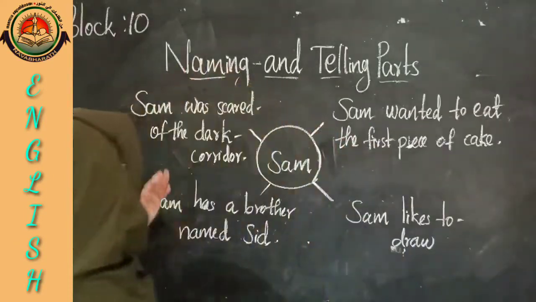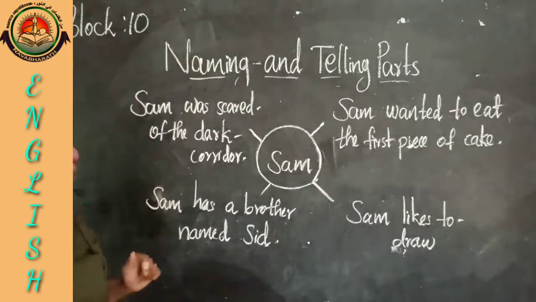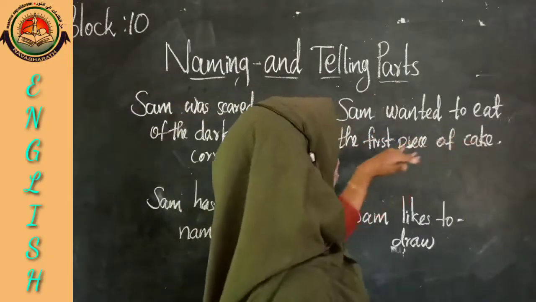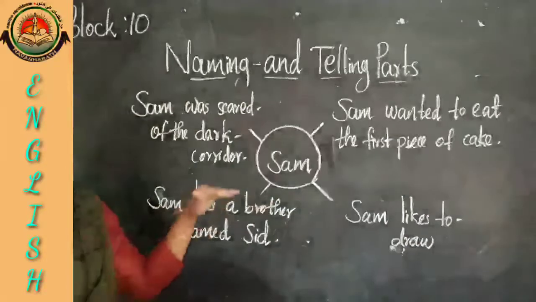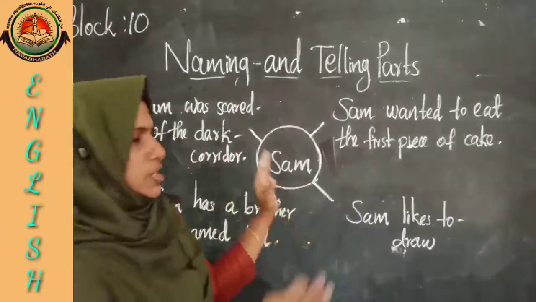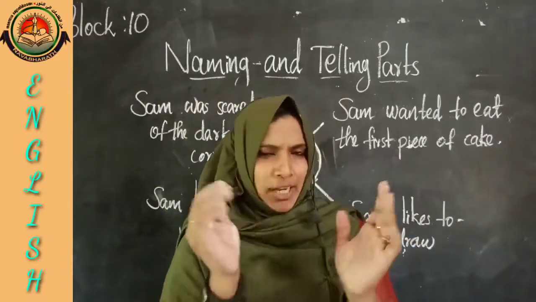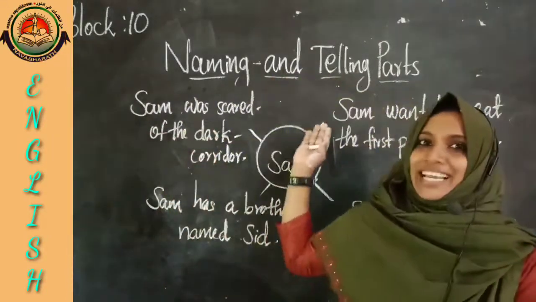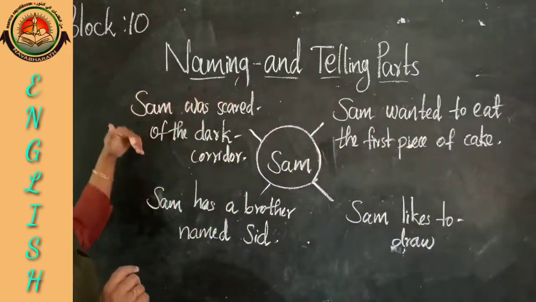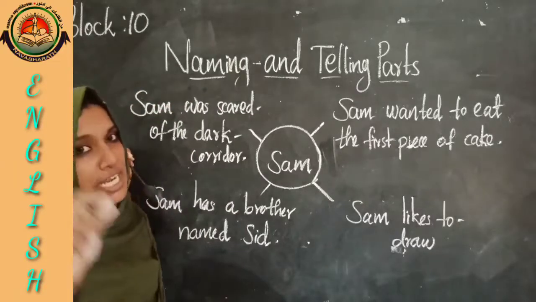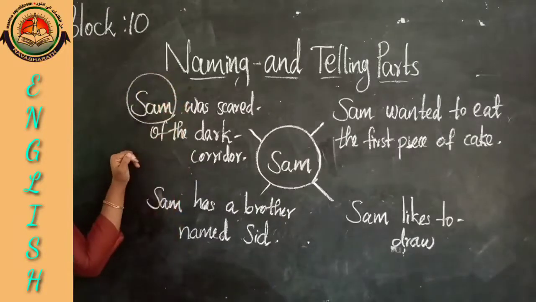Here we got this information about Sam. Sam was scared of the dark corridor. Sam wanted to eat the first piece of cake, and Sam likes to draw, and Sam has a brother named Sid. So all these sentences we have written from the story Scary Sam. Now let's find out the naming part and telling part of these sentences. See, Sam was scared. The first sentence, which is the naming part of this sentence? Right, Sam is the naming part of this sentence.